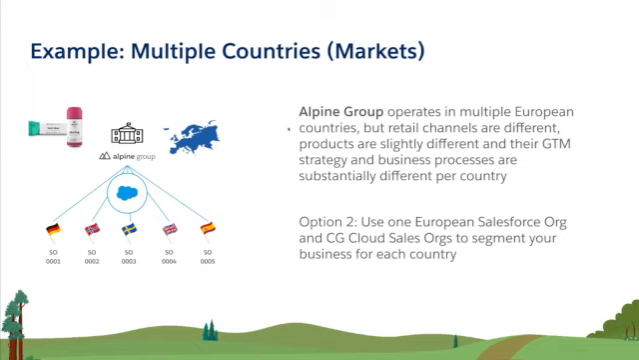For the case you have a global installation, it is best practice to have regional Salesforce orgs. For example, one Salesforce org in Americas, another Salesforce org in Europe, and a third Salesforce org in Asia and Australia. And then have the sales org segregation in the regional orgs. This is best practice for the case you have really a global installation.